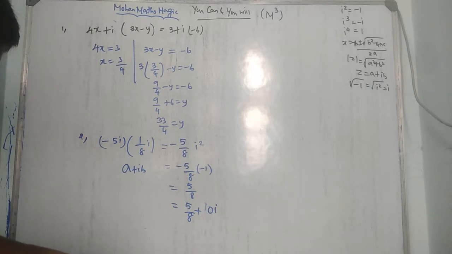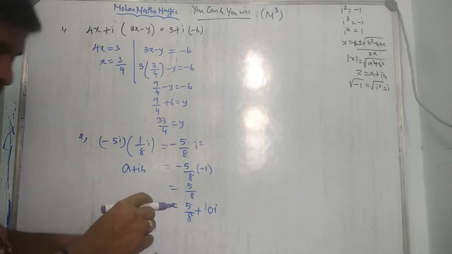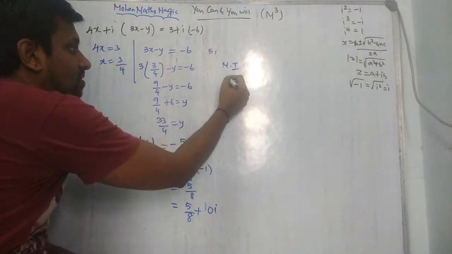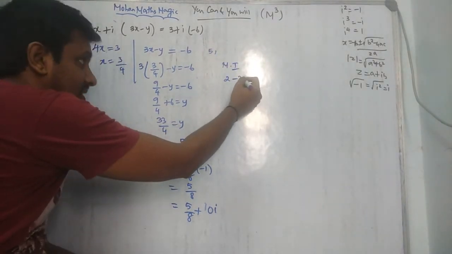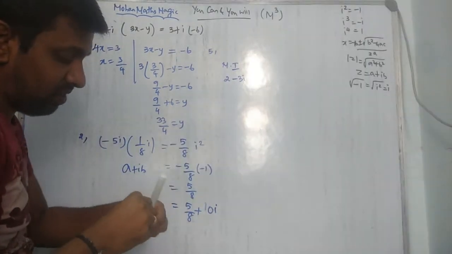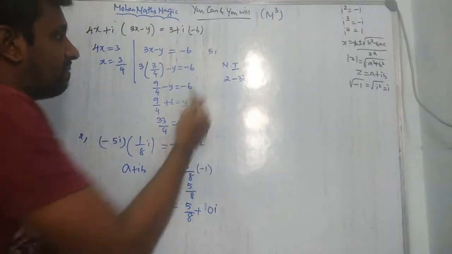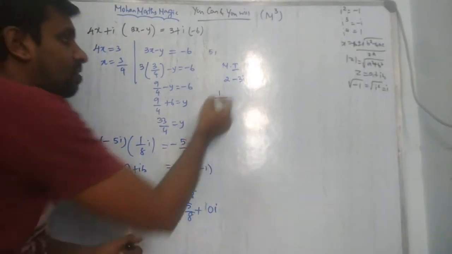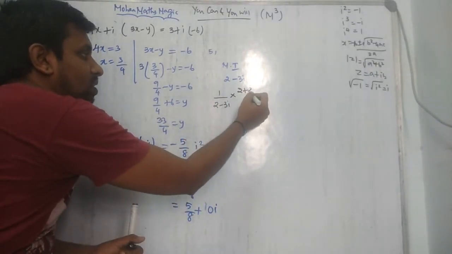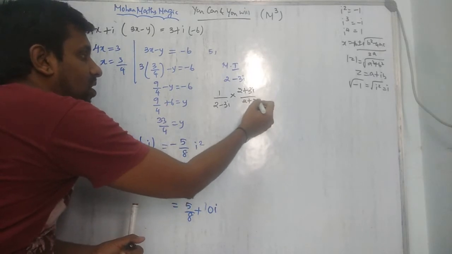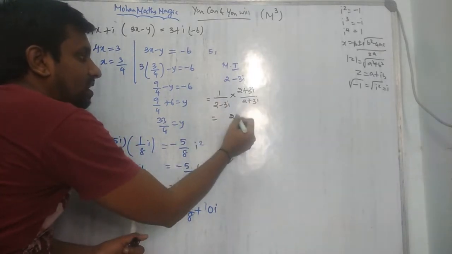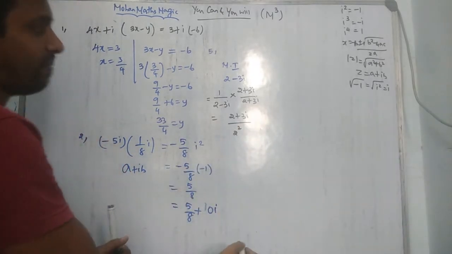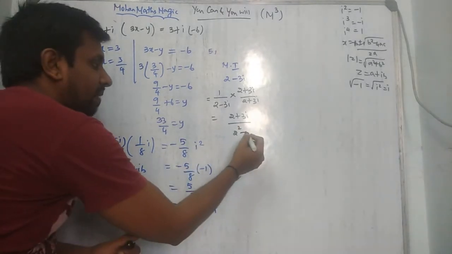Modulus, example number 5. Find the multiplicative inverse of 2 minus 3i, which I have already completed in the introduction video itself. So how to find the multiplicative inverse? I told you, write the reciprocal, just that. Take the conjugate: 2 plus 3i, with normal multiplication. So 1 into 2 plus 3i, a plus b into a minus b, which is a square minus b square.